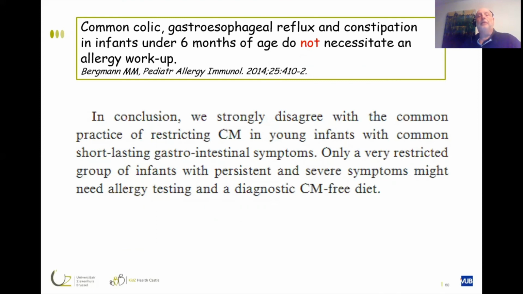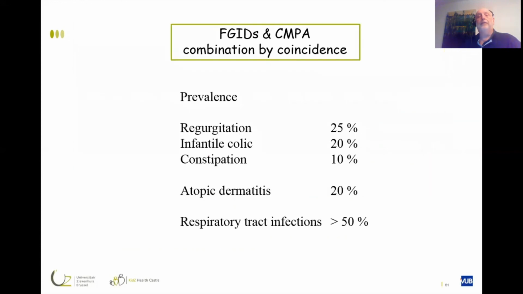This paper concludes that common colic, gastroesophageal reflux, and constipation in infants under 6 months of age do not necessitate an allergy workup. Although the differential diagnosis is hard to make, it's true that the allergy workup results of investigations will frequently be negative.